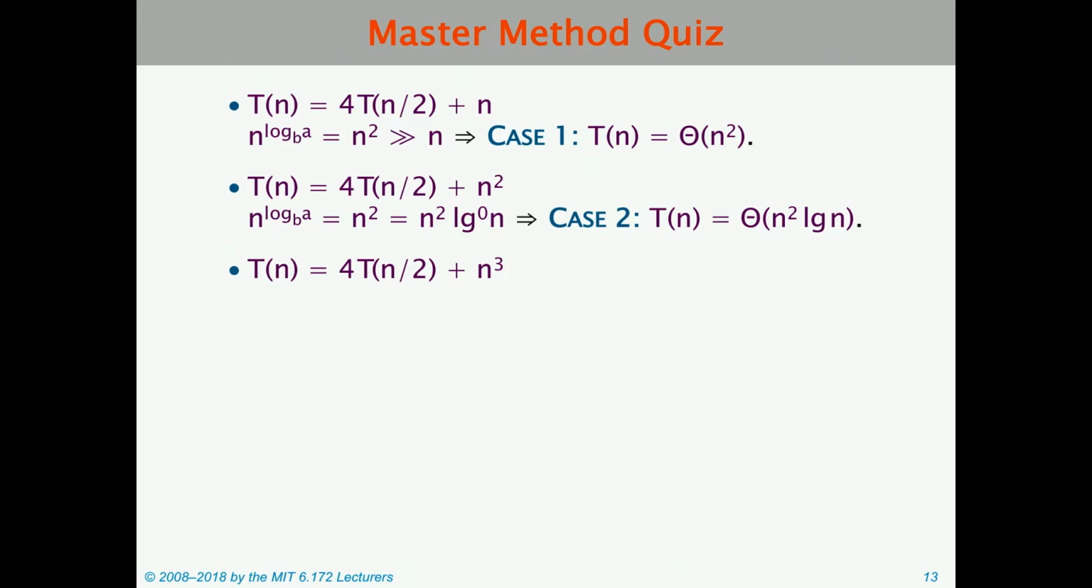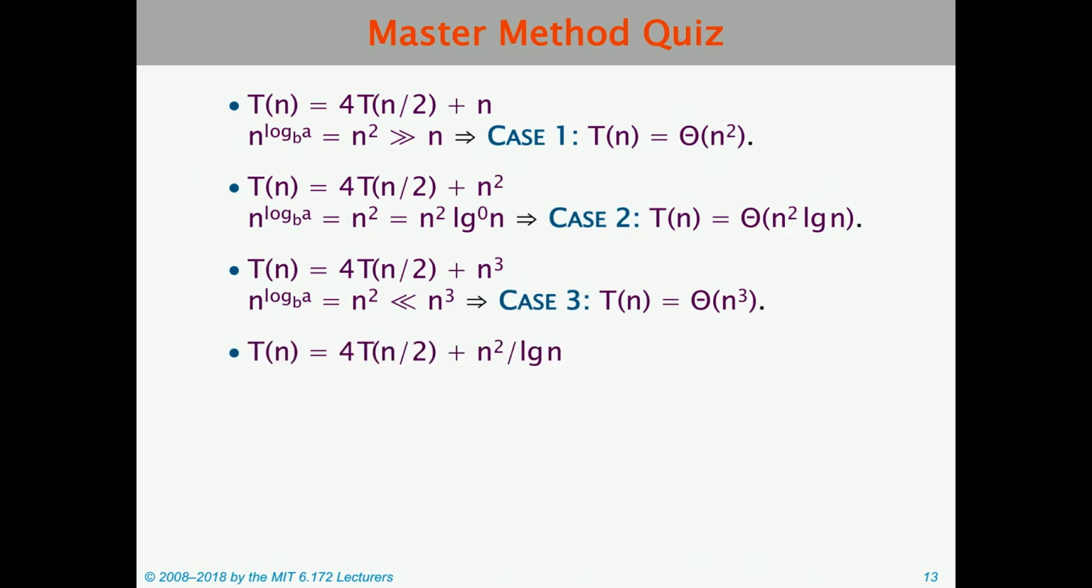Yeah, n cubed, because once again, n to the log base b of a is n squared. That's much less than n cubed. N cubed's bigger, so that dominates. So we have theta n cubed. Okay, what about this one?